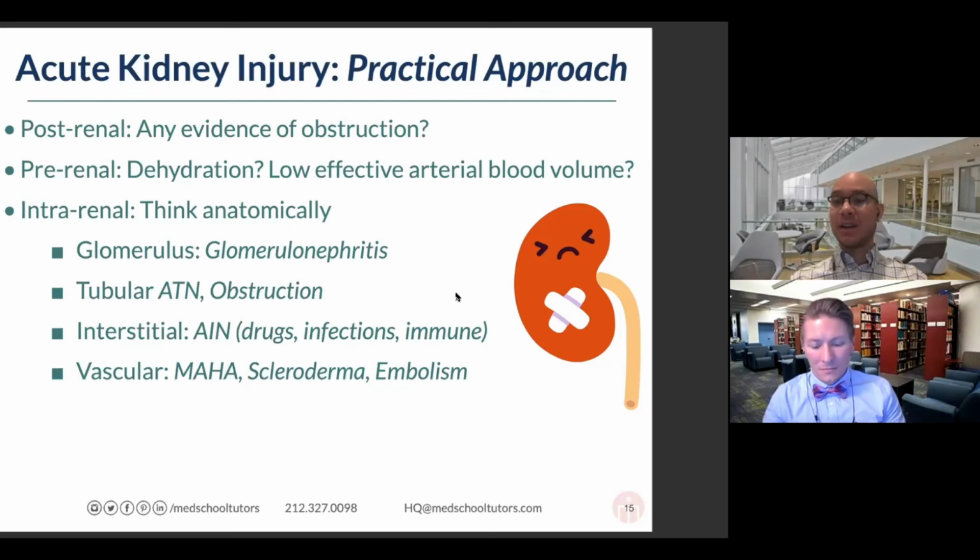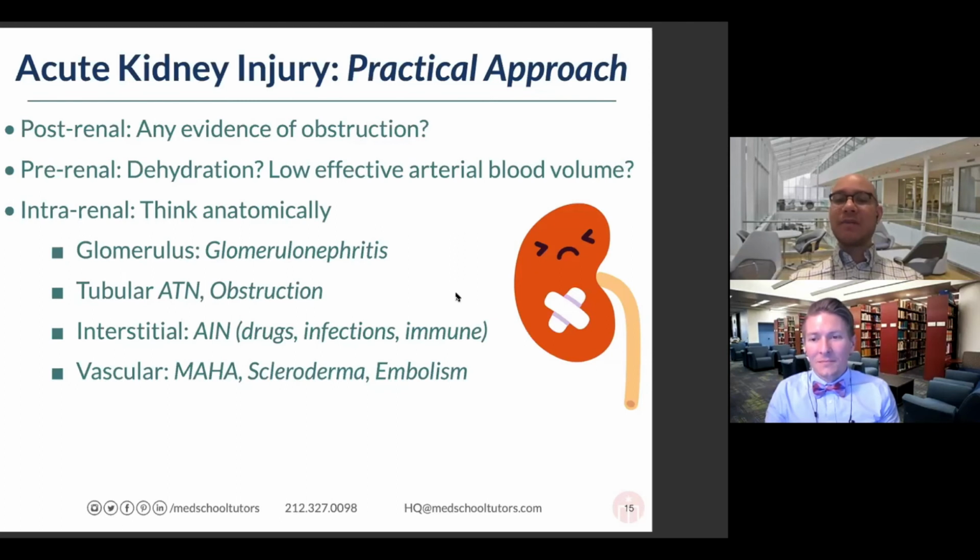Next, I ask myself, is there any evidence that there's a pre-renal component? Any evidence of dehydration? Any situation in which there's low effective arterial blood volume, which is just a fancy way of saying the kidneys are not receiving the blood flow and the nutrients that they need for their normal function, right? And then there is the extremely broad, complex, and intimidating category of intrarenal kidney injury.